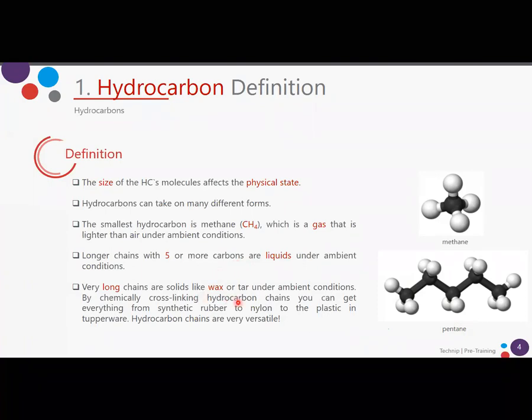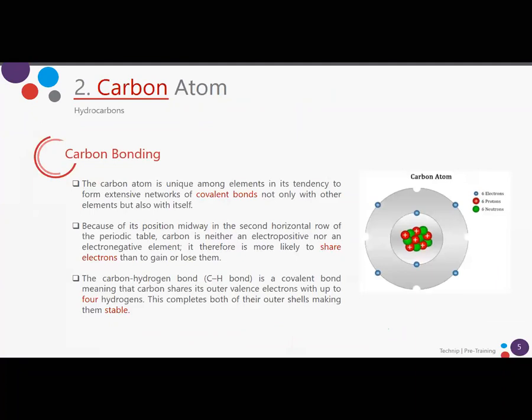By chemical cross-linking hydrocarbon chains, you can get everything from synthetic rubber to nylon to the plastic in the Tupperware. So yes, you can see the hydrocarbon chains are very versatile, okay? It is quite important to know the definition of hydrocarbons, because there is a huge industry behind the hydrocarbons. So let's talk about the carbon, that is the king of organic chemistry.